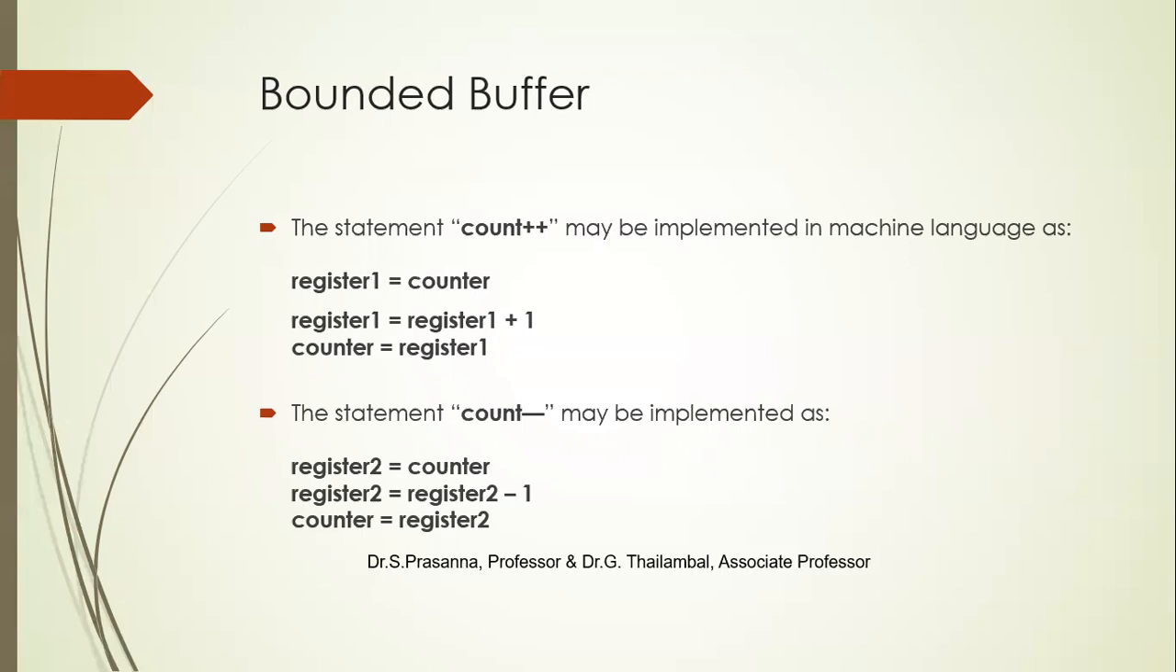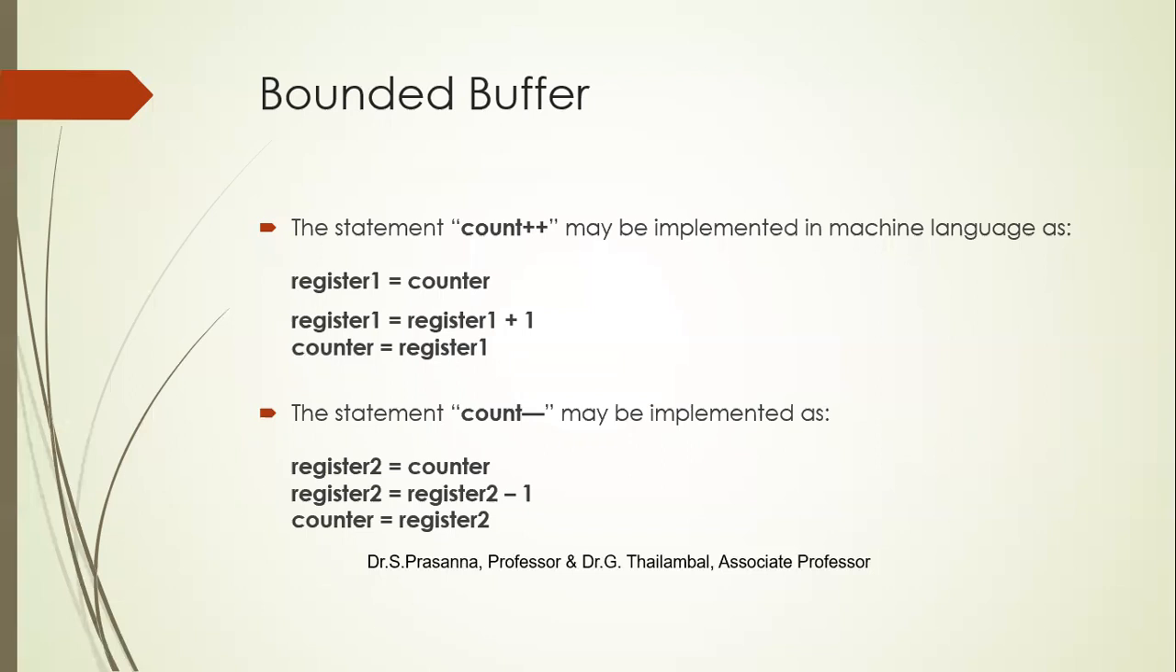So register 1 equals the current counter value. Then register 1 equals register 1 plus 1. That means the register pointer moves to the next register in order to store the next counter value. Now the register value will be stored in the counter. So when the counter in the producer process gets increased, at the next location the register points to, the produced item will be stored.